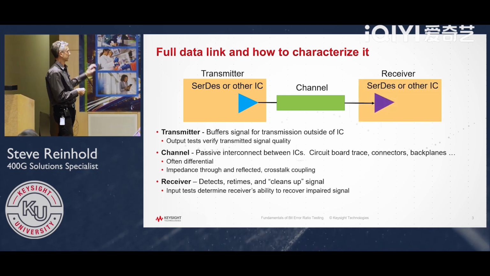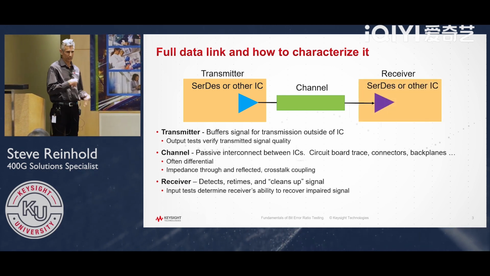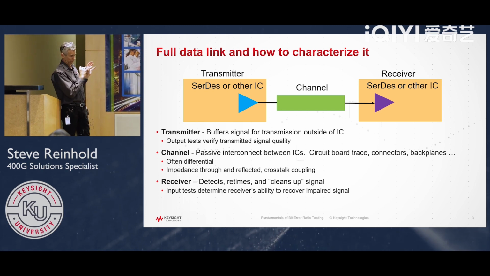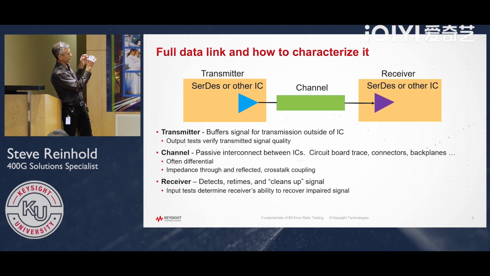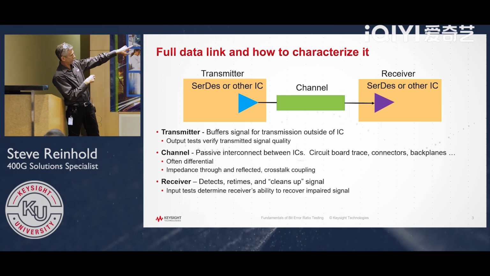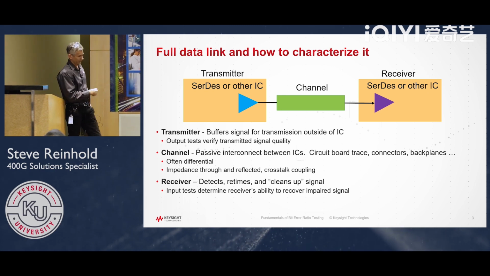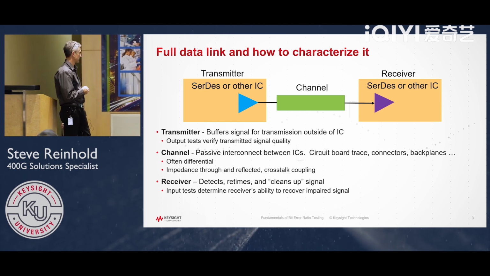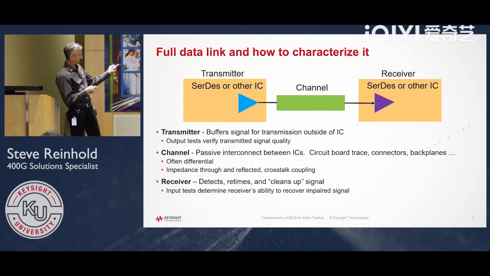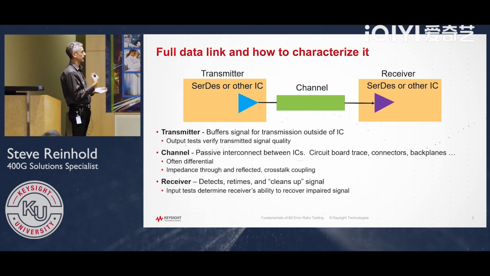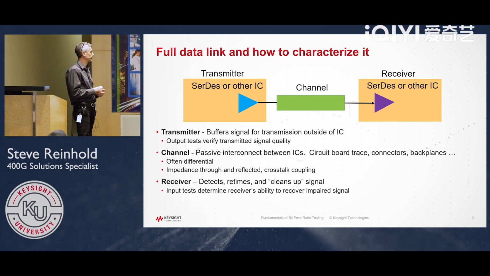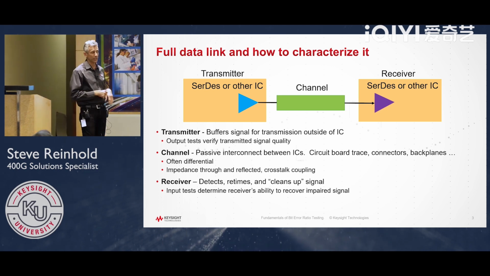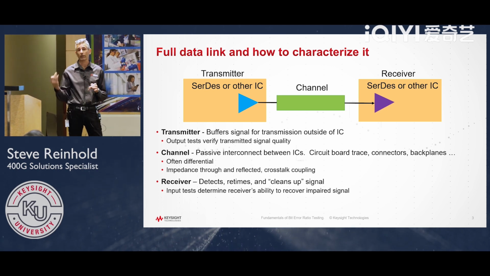And so since the transmitter has its own characteristics, and the channel has its characteristics, like crosstalk and things like that, those add up to create the conditions where you have to test the receiver that emulates those. So the receiver detects, retimes, and cleans up the signal, or makes an attempt at that. And so we have to do input testing to determine the receiver's ability to recover this signal.